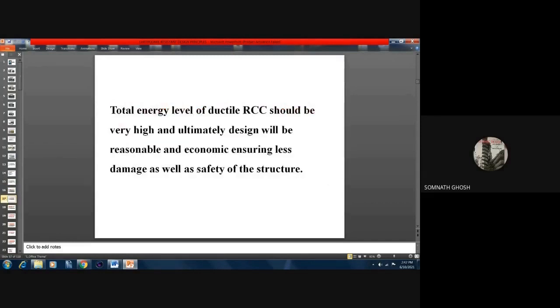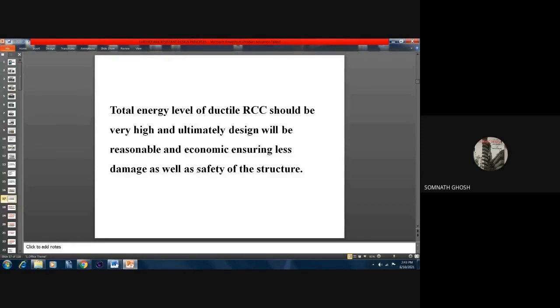Total energy level of ductile RCC structure should be very high. If the material or even the structure is ductile, that means the area under the curve, that is the total energy, will be very high. Ultimately, design will be reasonable, economic, ensuring less damage, as well as safety of the structure.